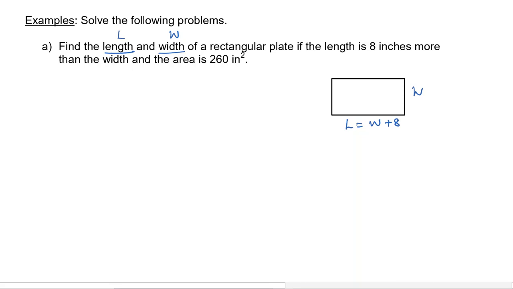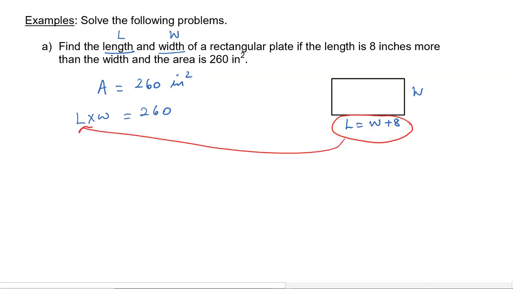And area is 260 square inches. Length times width. So length times width is 260. Also, if we look here, we are given that L is W plus 8. So we can use this substitution in our area formula here and we can reduce it into one variable. So we will get equation in only one variable and we can solve for our dimensions.